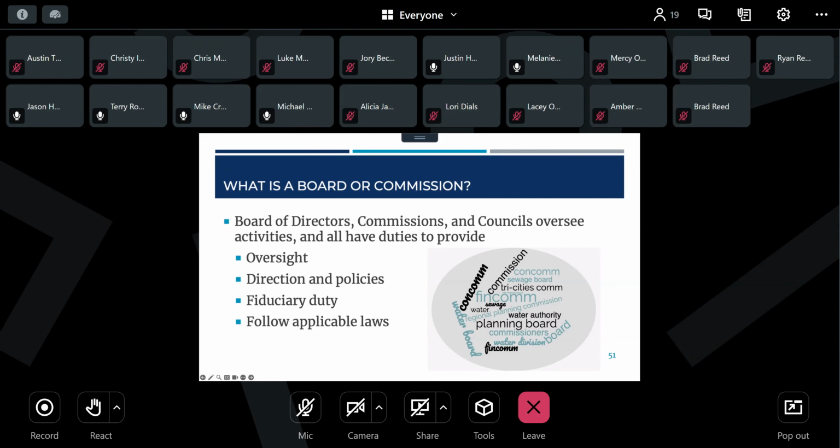Board of directors, commissions, and councils are vital components of our governance landscape. Their duties, including providing oversight, setting direction and policies, upholding fiduciary duty, and ensuring compliance with the law, are pretty critical to the health and success of the organizations they serve. They act as the guardians of our shared vision and values.